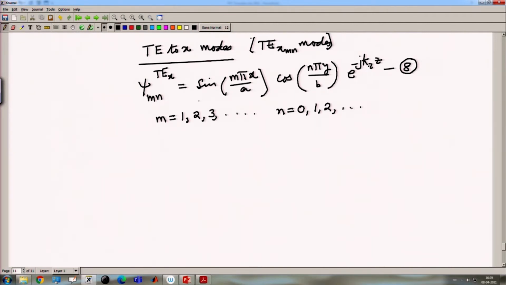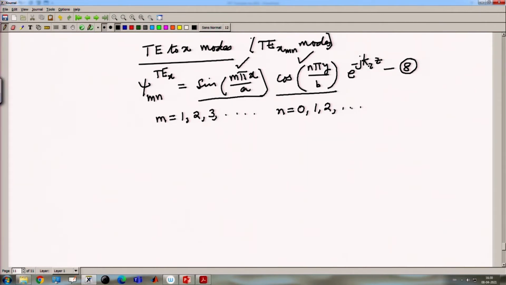So, again we see that the boundary conditions have to be satisfied by the choice of the appropriate psi function along the x and y direction. Namely, the Ex has to be 0 at y equal to 0 and y equal to b, and Ey has to be 0 at x equal to 0 and x equal to a, which will determine these two field distributions or these two potential function distributions.